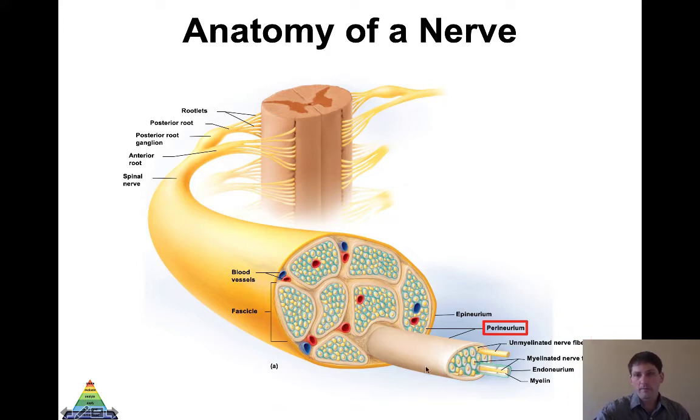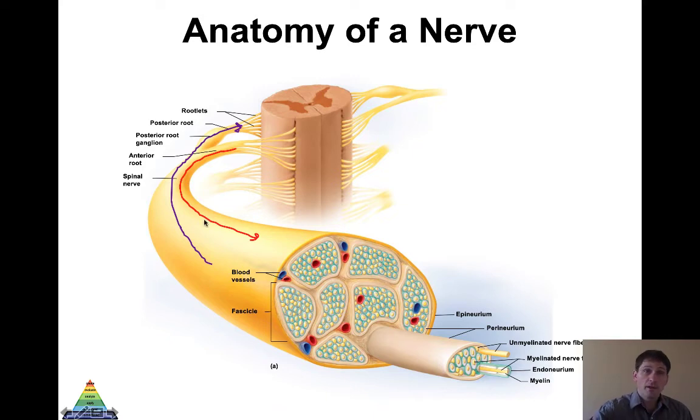Now the perineurium surrounds or creates those fascicles and bundles unmyelinated and myelinated nerve fibers together. Then we have multiple bundles or multiple fascicles that are surrounded by the epineurium. So we're packaging bundles together, and we call this a nerve. You'll notice lots of blood vessels within those fascicles and in between those fascicles, because we have to provide nutrients and oxygen and remove wastes for all of these neurons.